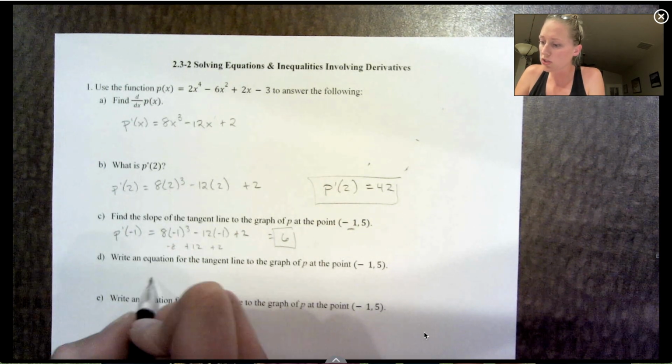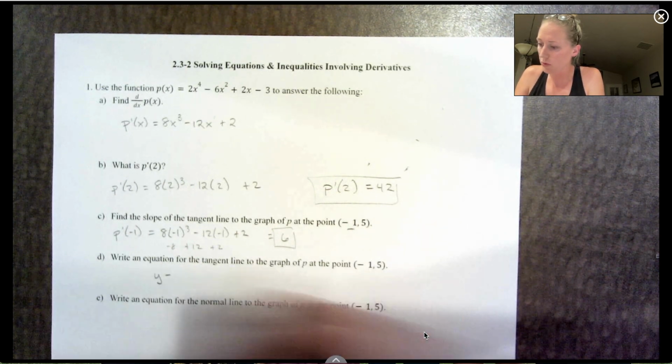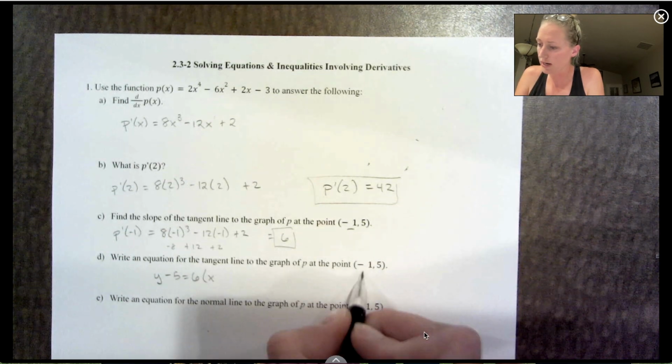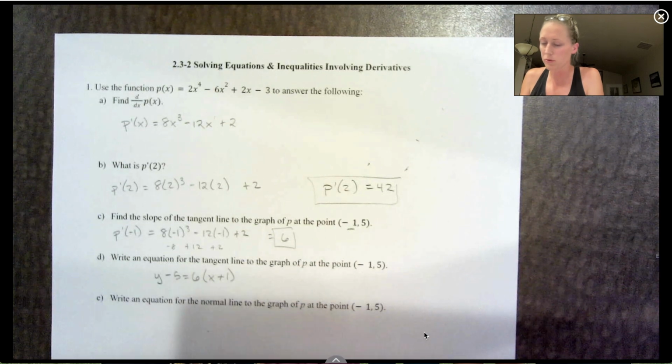Now they want an equation for the tangent line, so we're going to do y minus our y coordinate equals our slope we just found times x minus -1, should be x plus 1.